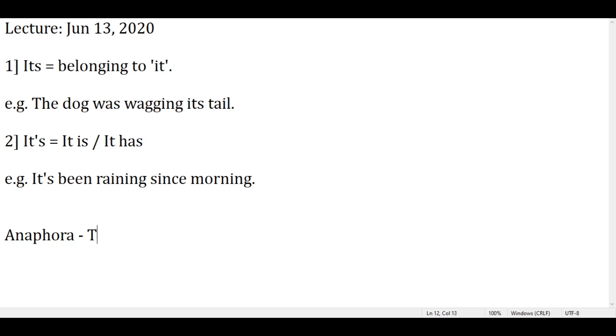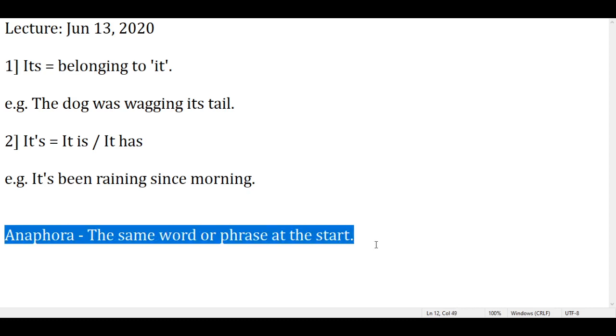A-N-A-P-H-O-R-A, anaphora, the same word or phrase at the start. Okay, that is anaphora, the same word or phrase at the start. This is known as anaphora. I'm going to wait for some seconds for you to quickly jot this down.